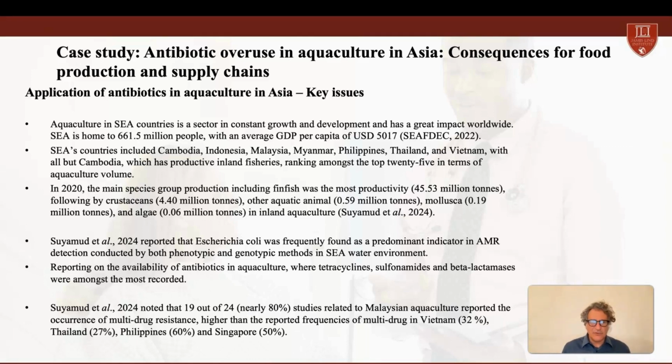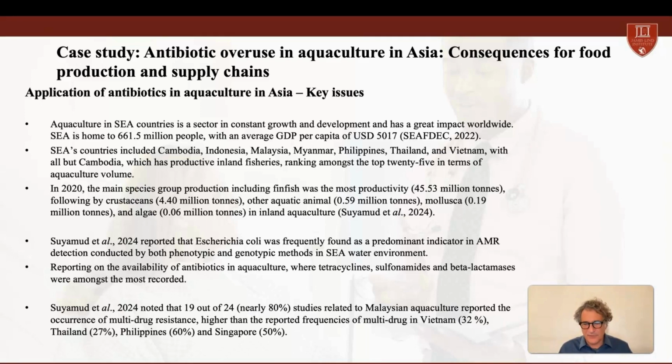And also there are countries like Cambodia, Indonesia, Malaysia, Myanmar, the Philippines, Thailand, and Vietnam that represent almost all of the top 25 in terms of aquaculture volume. So we're talking about millions of tons produced every year, and there is a continuing increase in demand and production.